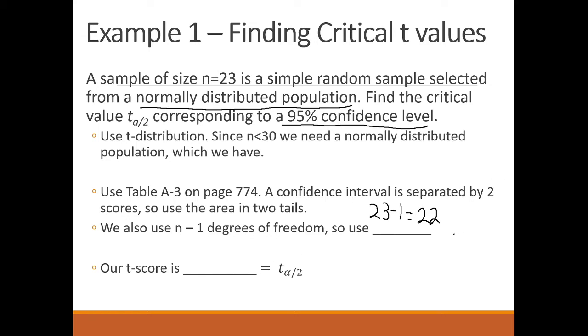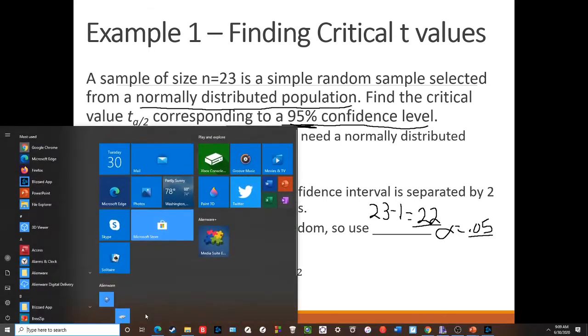My alpha, if there's a 95% confidence level, that means my alpha is going to be 0.05. So remember, alpha is the chance that you're wrong. Confidence level is the chance that you're right. So 95% chance that I'm right, 5% chance that I'm wrong. So I'm going to look for 22 degrees of freedom with an alpha of 0.05.